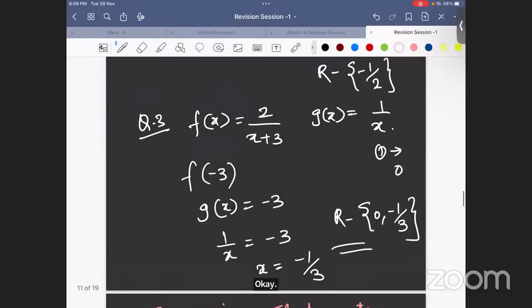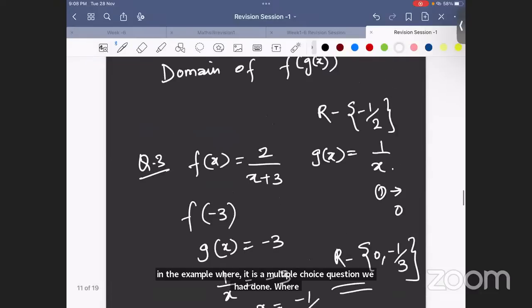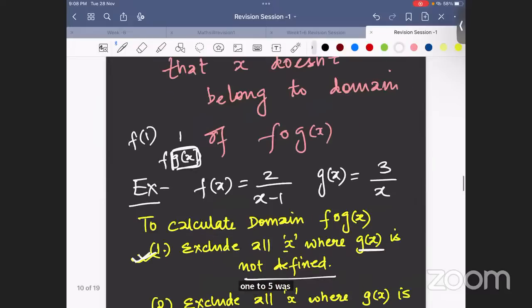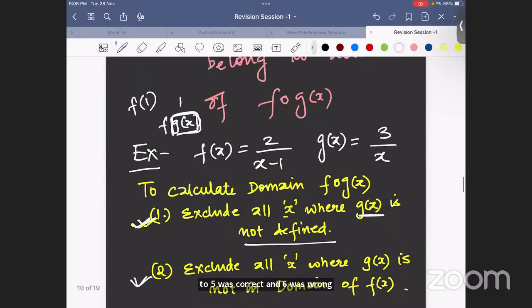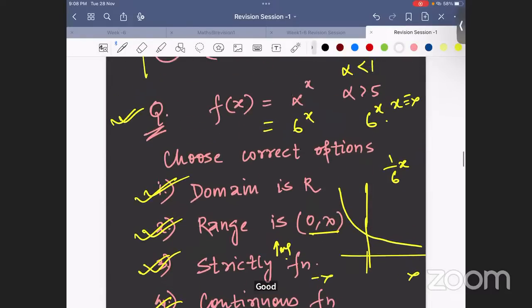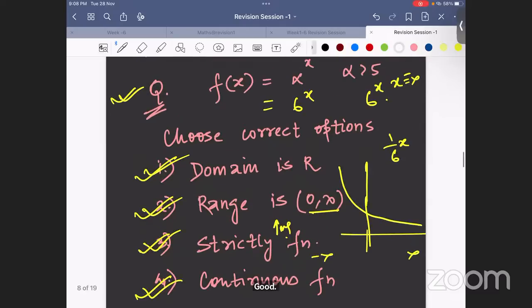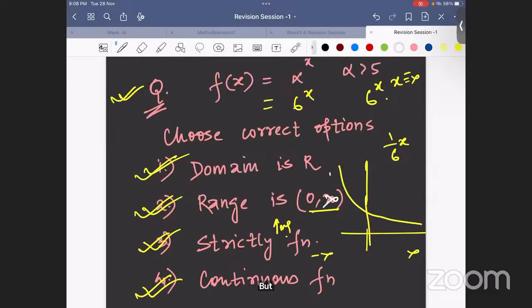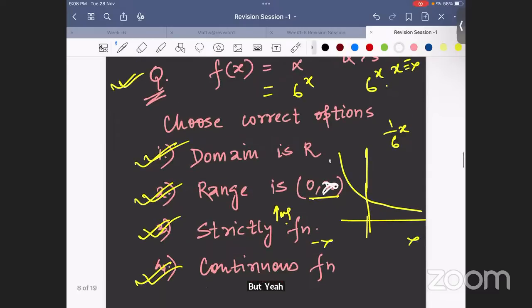Sir, in the multiple choice question we did, where 1 to 5 was correct and 6 was wrong, in the second point the range is 0 to infinity, because at minus infinity it is tending to 0. That is why the range is 0 to infinity. Correct, sir? Correct. Tending to 0. Okay, sir.